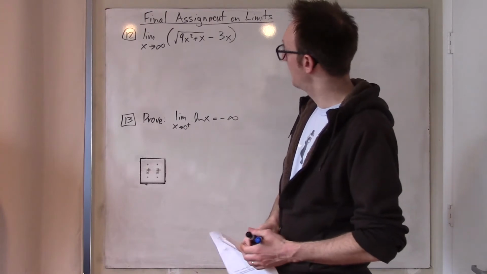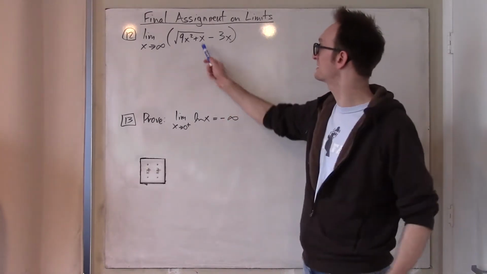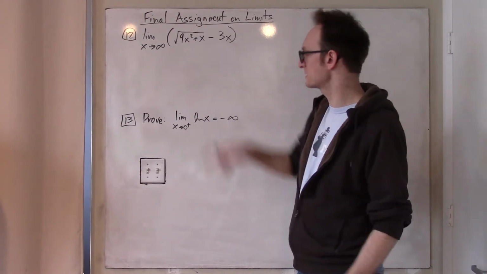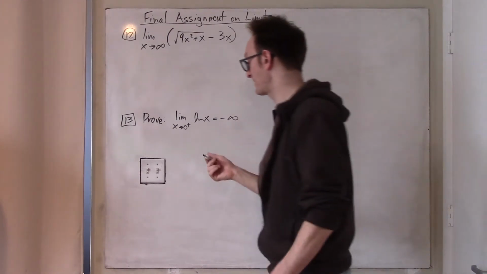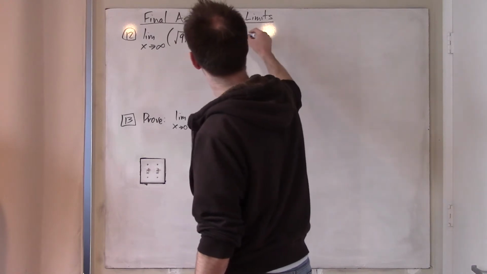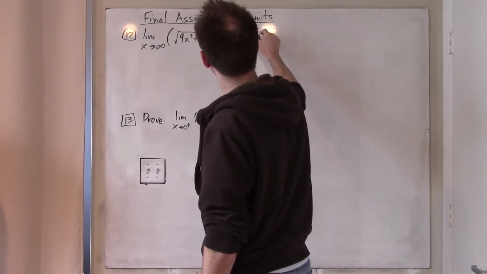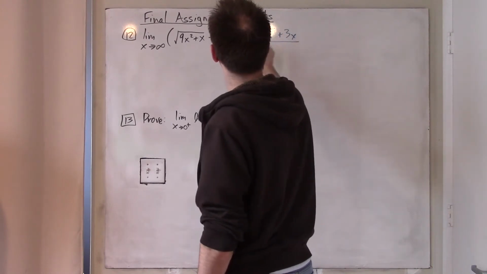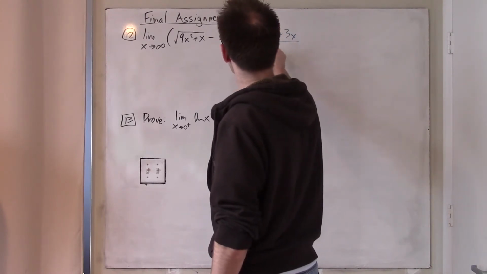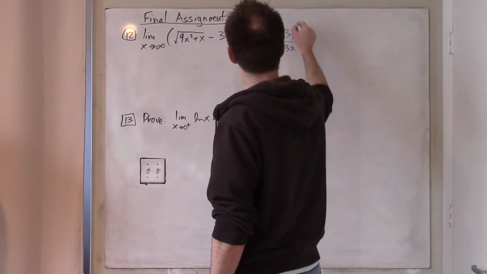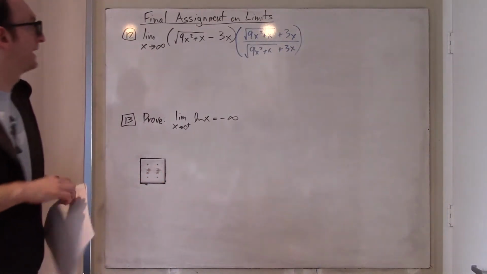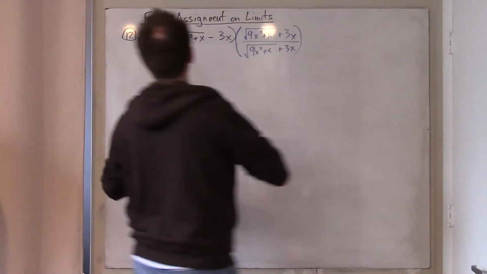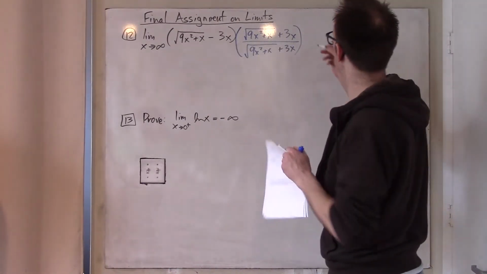How can we do this problem? Well, I need to see precisely what the gap is between these two things, and so I need to multiply by the conjugate. So that's what I'm going to do. I multiply by root 9x squared plus x plus 3x over root 9x squared plus x plus 3x. And yeah, that's it. So what do we get? Let's see if I can squeeze this over here.